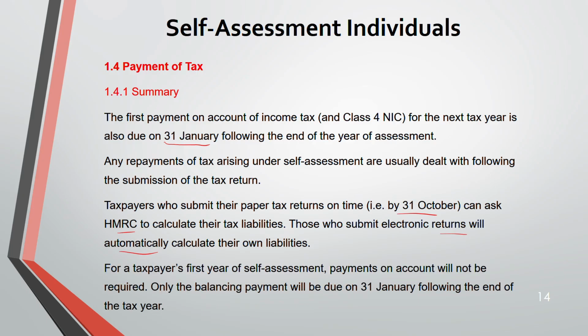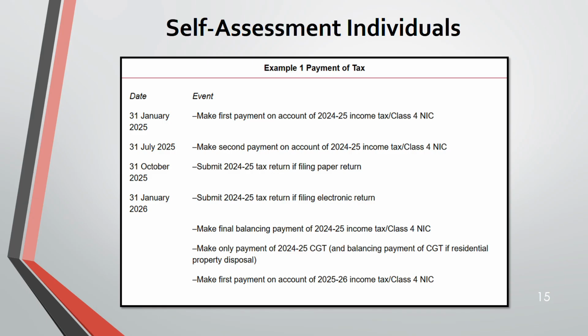For a taxpayer's first year of self-assessment, when you have just started, remember, payment on account will not be required. You can't have payment on account. To calculate payment on account, you need the previous year's balance, and you have just started. So in the first year, you won't have any balance. Only the balancing payment will be due on 31st Jan following the end of the tax year. You will only have 31st Jan, because you have to complete 1 whole year. Only 1 payment.